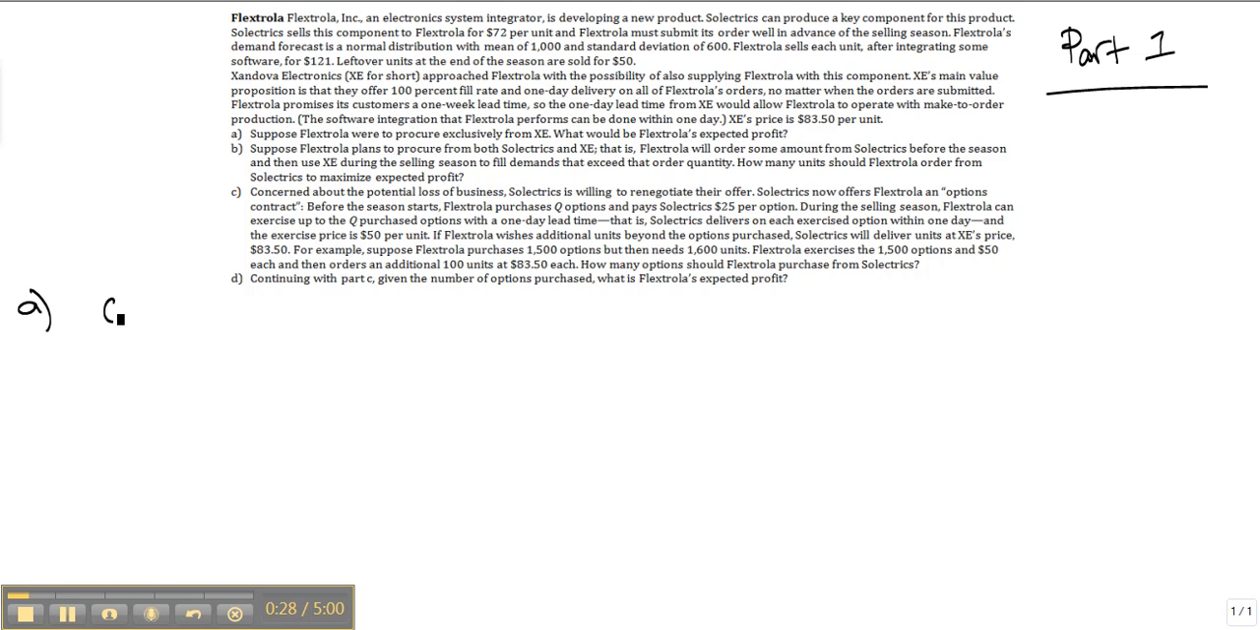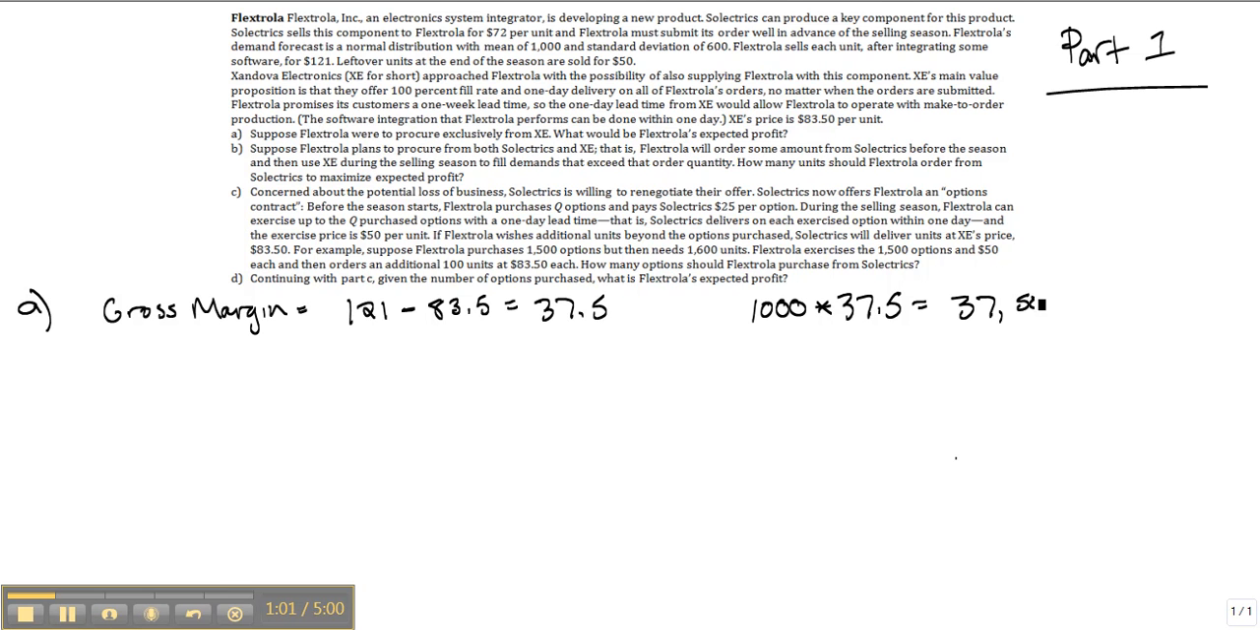Let's start out by calculating the gross margin on those sold units. We know that Flextrolla makes $121 on each unit they sell, and if they're buying from XE, they're buying them at $83.50, which gives a margin of $37.50. Since we know that the forecast is normal with a mean of 1,000, we expect that sales will be equal to 1,000. Multiply that times this 37.5, and we have expected profit of $37,500.